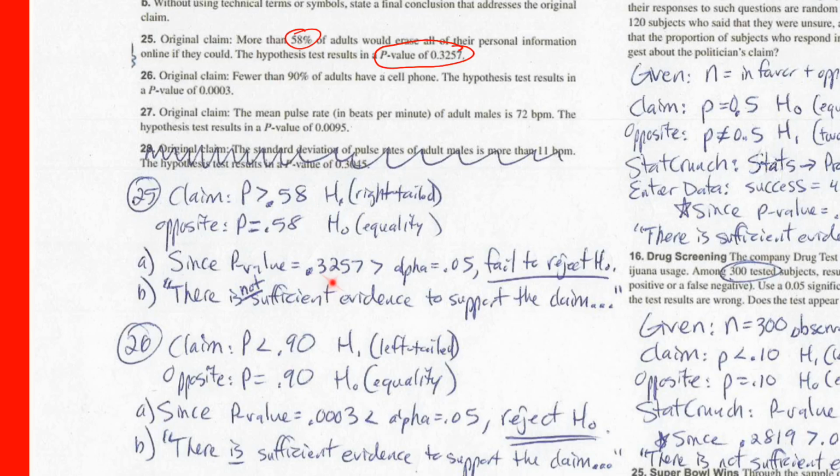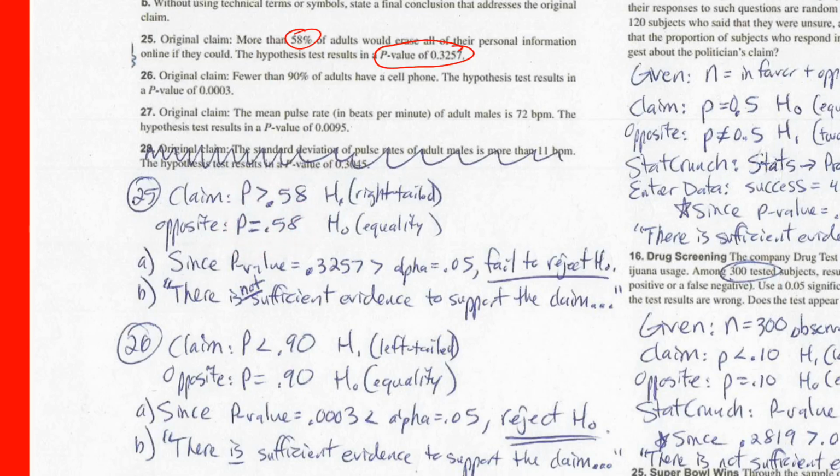And so we have, this is obviously large, much greater than 0.05, so we definitely failed to reject H0. That means that there is not sufficient evidence to support this claim. The claim is that the proportion is greater than 58%. Okay, so that's definitely not the case. There's not enough evidence to get out of the status quo here.